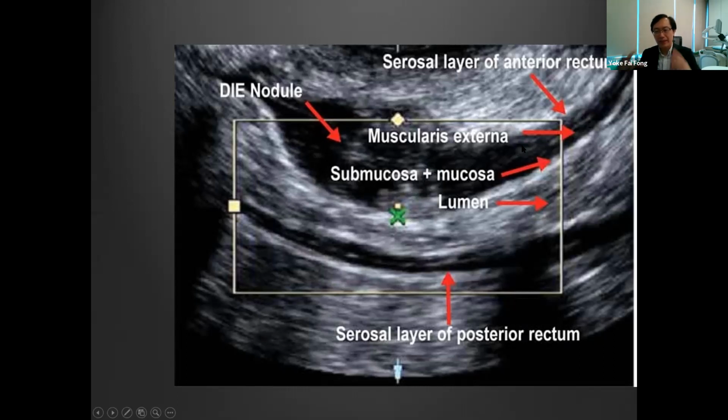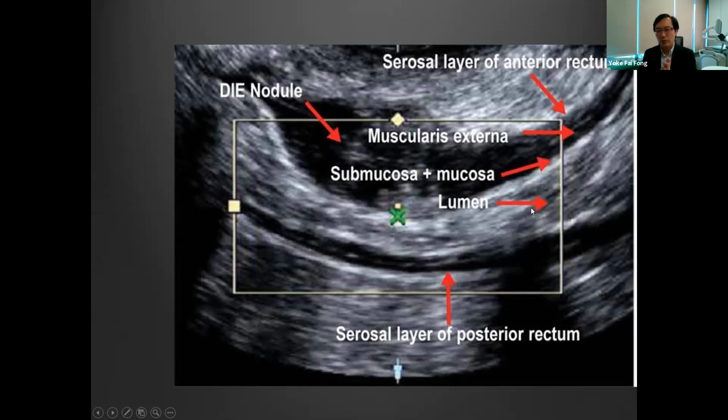Then after the black layer comes the white layer, which is the submucosa. You can see the submucosa over here. So you can see that the DIE here is invading at least the muscularis, and probably in some areas it may have invaded the submucosa also. Then you have the mucosa over here, which is black, and the lumen over here.